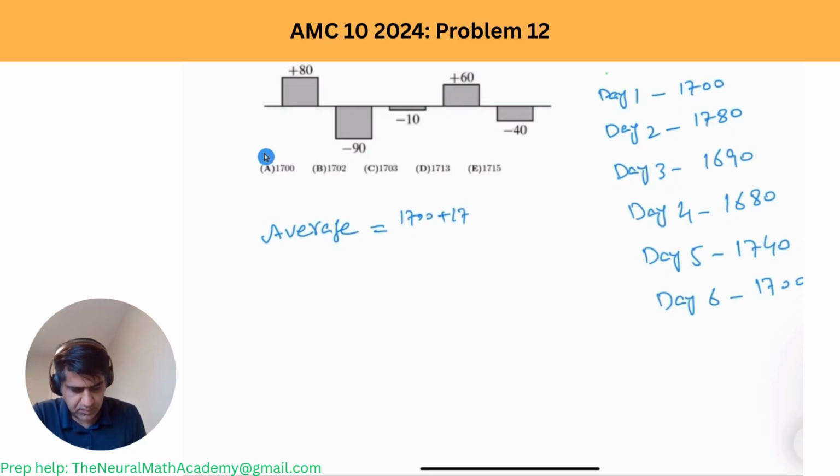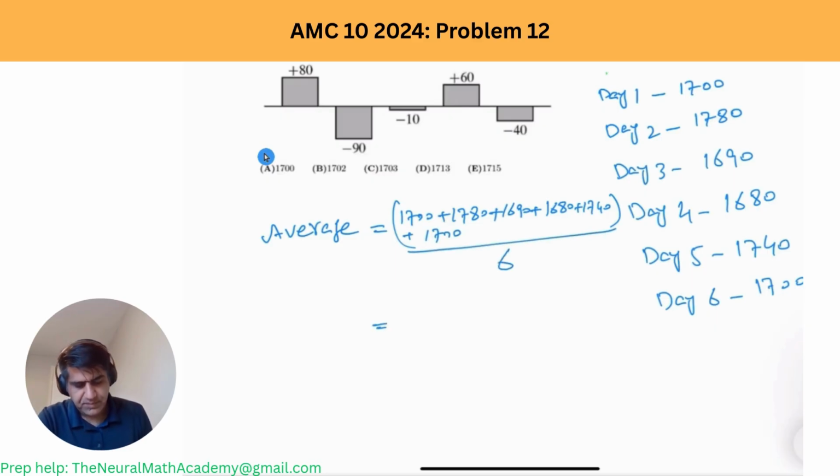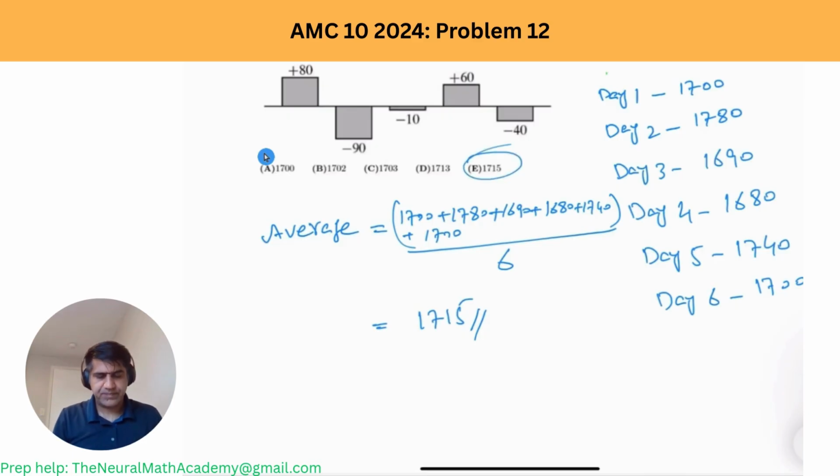So that is 1700 plus 1780, 1690, 1680, 1740, and then plus 1700, right? So this whole thing, if we divide it by 6, then we will get our answer, and if you solve it, then the answer that you get is 1715. So E is the answer for this problem.